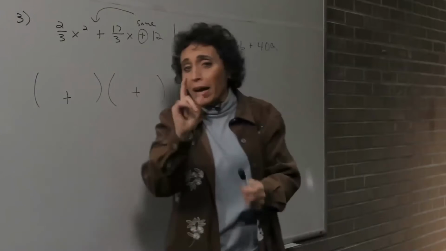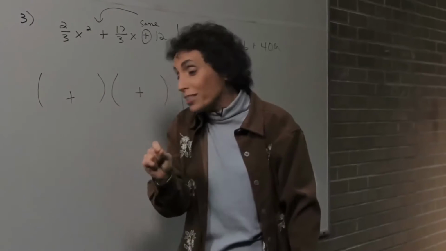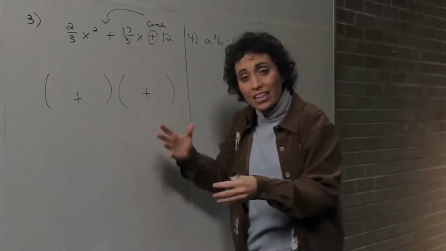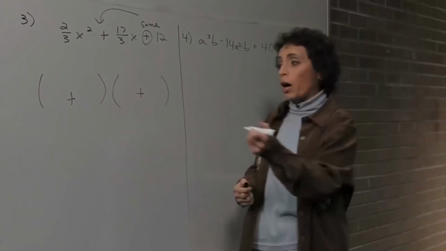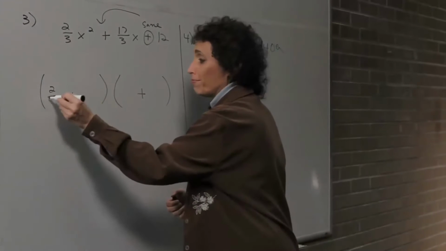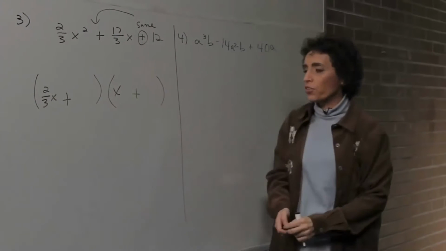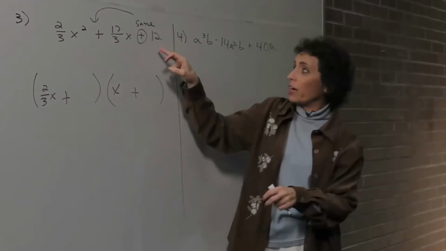Here's the beauty of math. Sometimes mathematicians have no clue, and we just try things and hope they work, because all this factoring has been trial and error. We've learned some stuff, but a lot of it's been trial and error. So I'm going to try 2/3 times x. 2/3 x times x will definitely get me 2/3 x squared, won't it? Then I'm going to have to factor the 12.